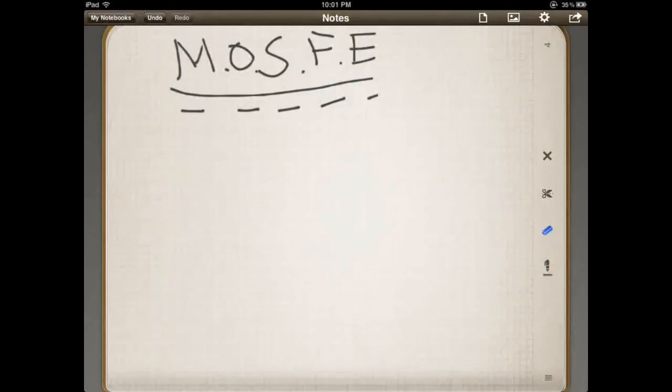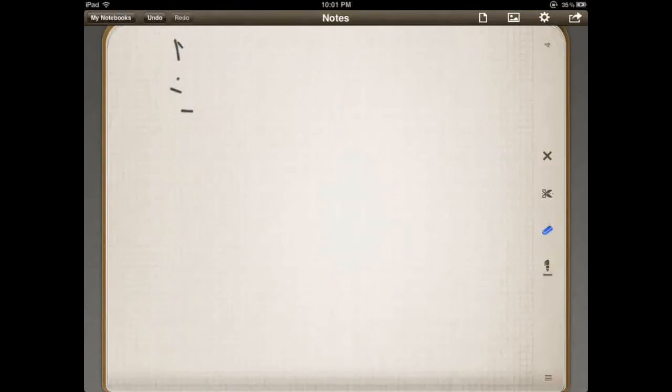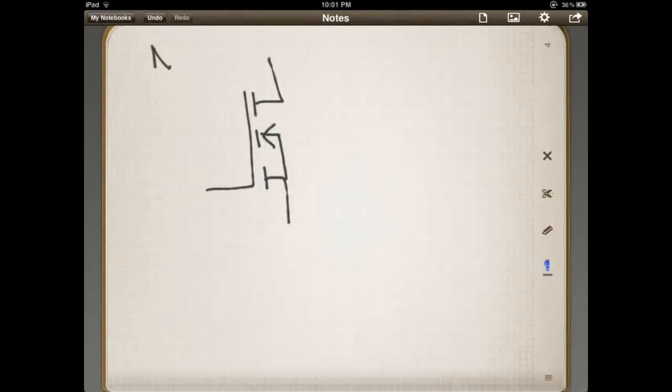So, we're looking at the good old MOSFET. What is the picture of a MOSFET? Well, there are two different types. We're only going to be looking at one type right now because we're going to be very basic with it. We're going to be looking at what's called the enhancement mode MOSFET, and that is this. And there's two different types, just like the BJT.